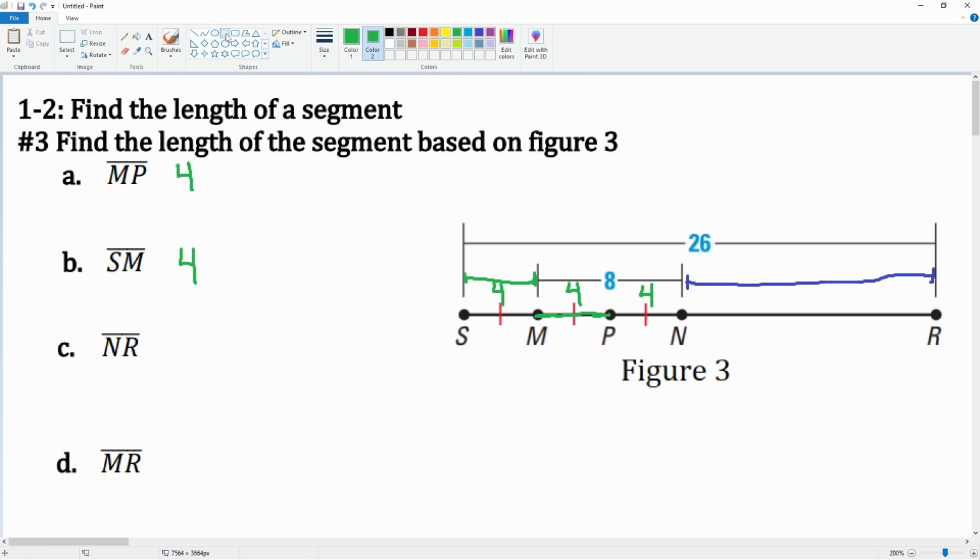is made up of 4 plus 4 plus 4. This whole green part here is 4 plus 4 plus 4, which is 12. So this blue line, we can write, is when the 26 gets removed of the 12. So the 26 is the total, and we're going to subtract that 12, which is that green piece, leaving you that blue piece left over, which is 14. So that's 14 there.